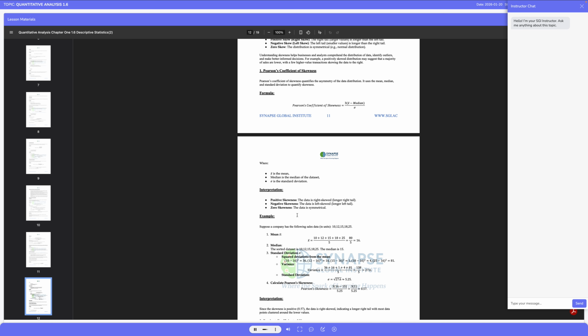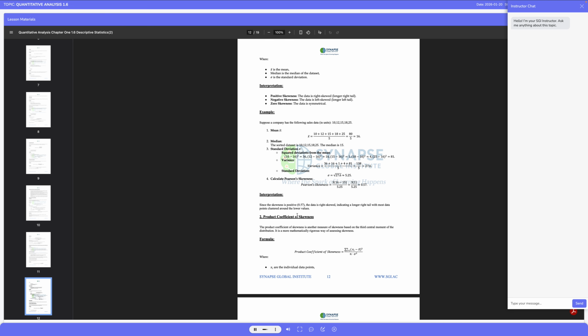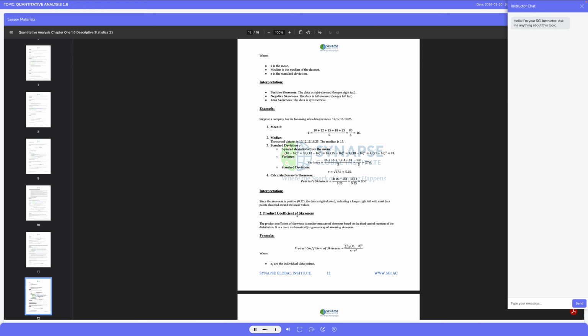To illustrate Pearson's coefficient of skewness, consider a dataset representing company sales in units, given as 10, 12, 15, 18, and 25. We first calculate the mean by adding all the values to obtain 80 and dividing by 5, giving a mean of 16. The median is 15, as it is the middle value when the data are arranged in ascending order.